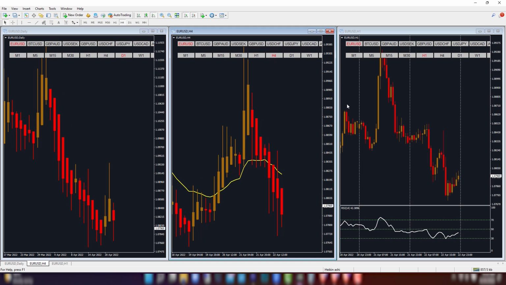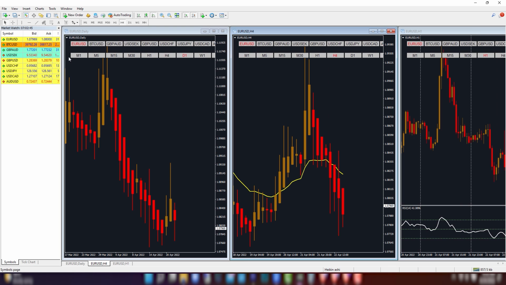If you are using MetaTrader 4, I'll show you exactly how to set up charts like this. These are the same charts we discussed a moment ago. This is a helpful indicator that allows me to switch between currency pairs. Every pair I've opened in the symbols panel is displayed here.